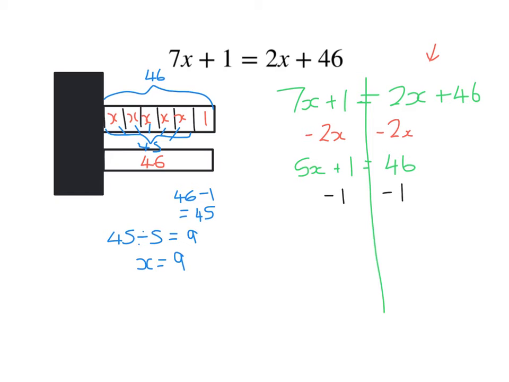So we'll end up with 5x is equal to 45, and the last thing that we did with our bar was we divided that 45 into those 5 boxes, and that's exactly what we're going to do here. We're going to divide by 5, and we're going to get x is equal to 9.